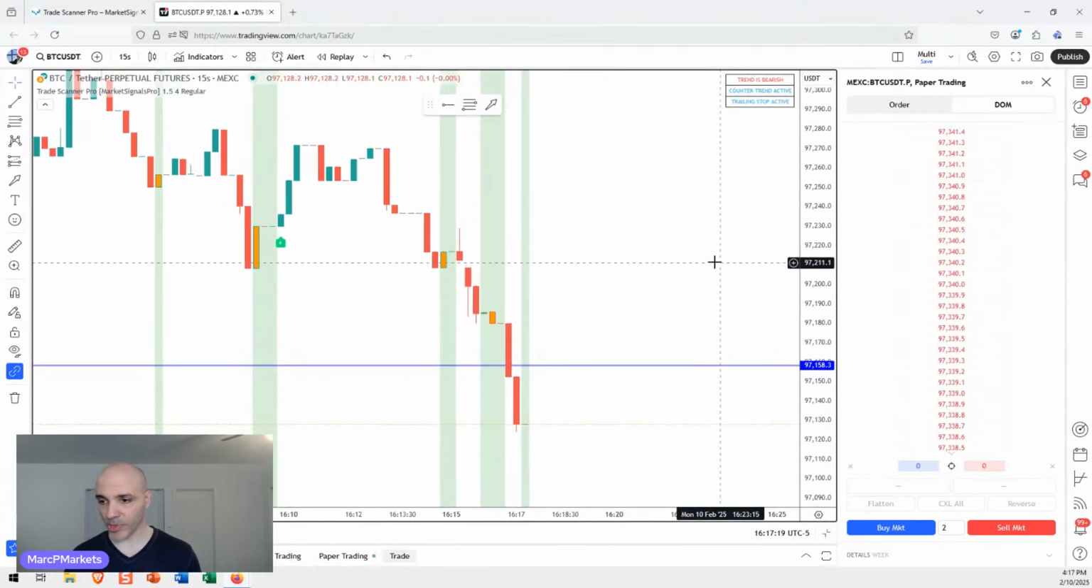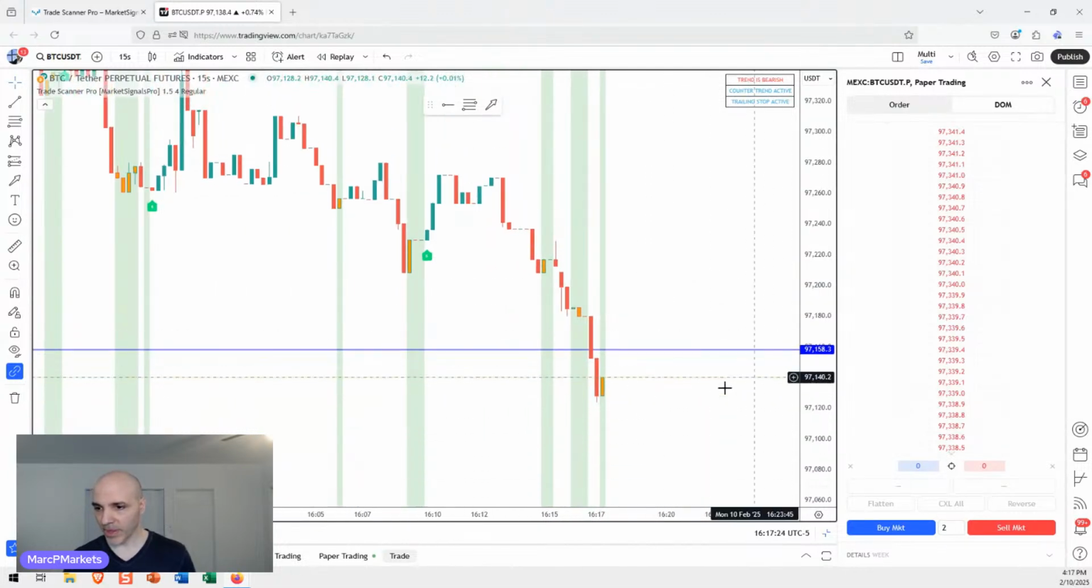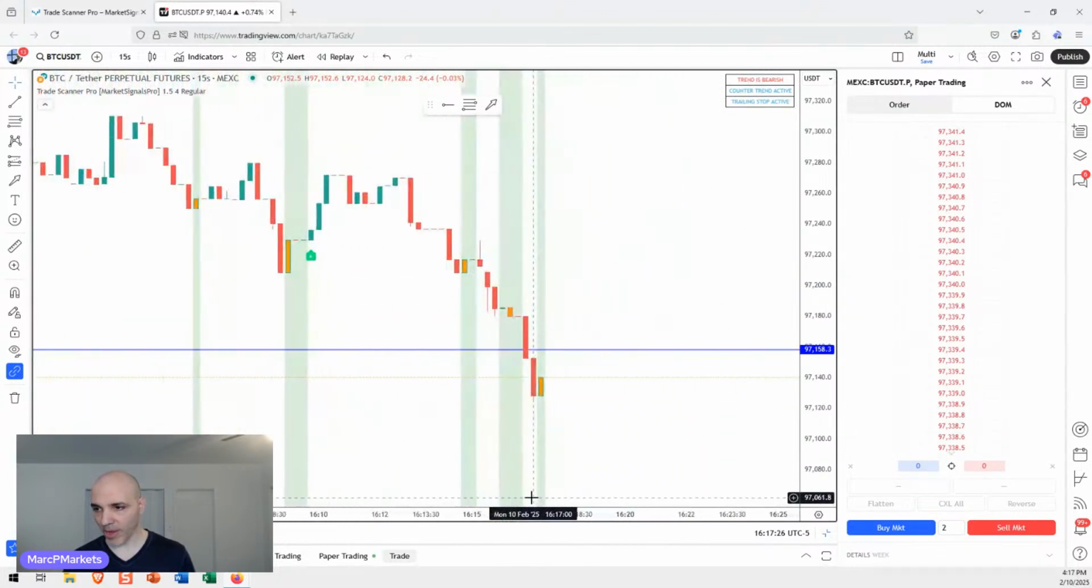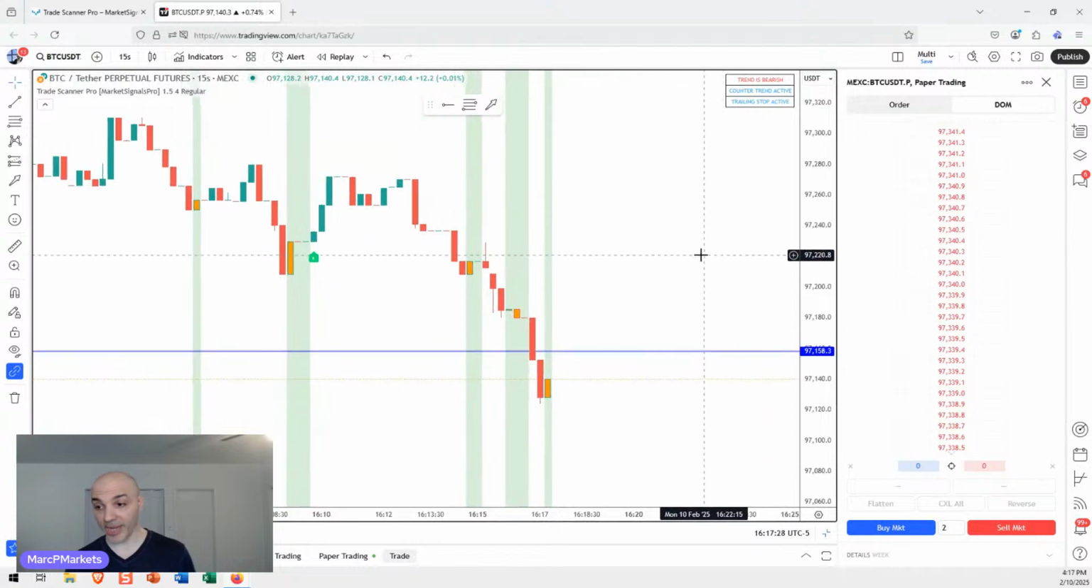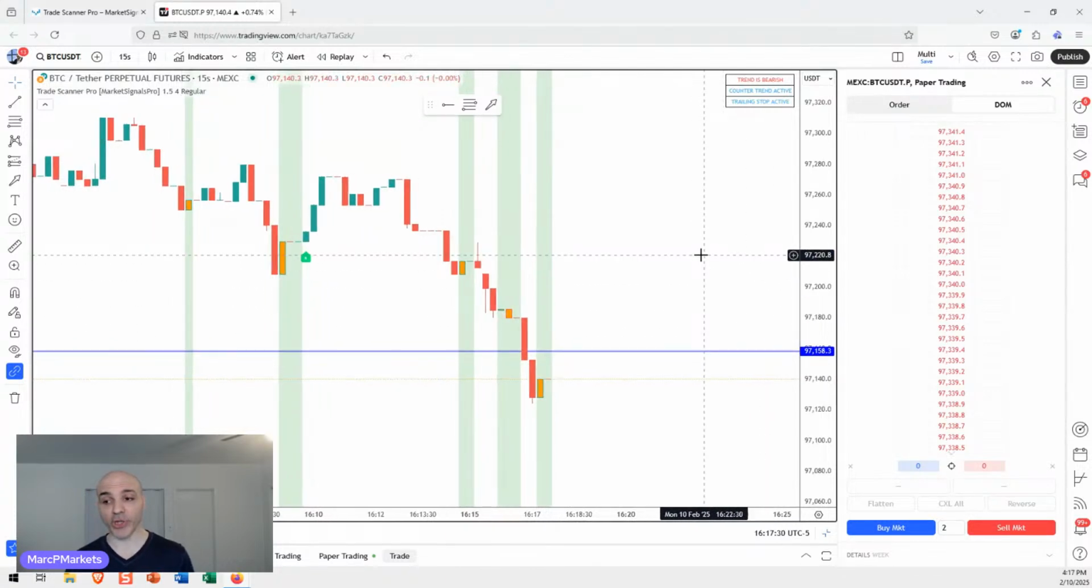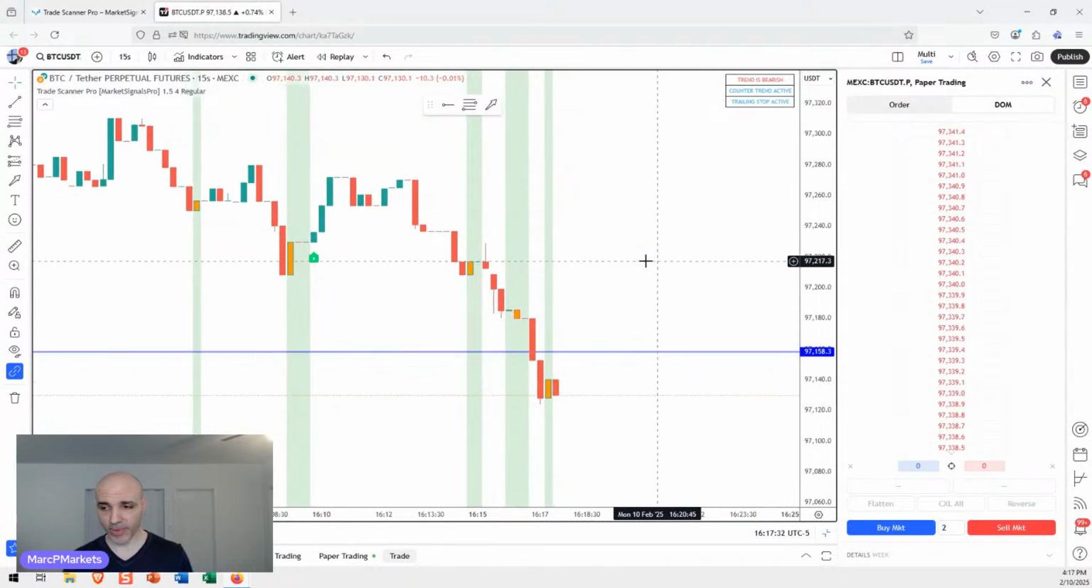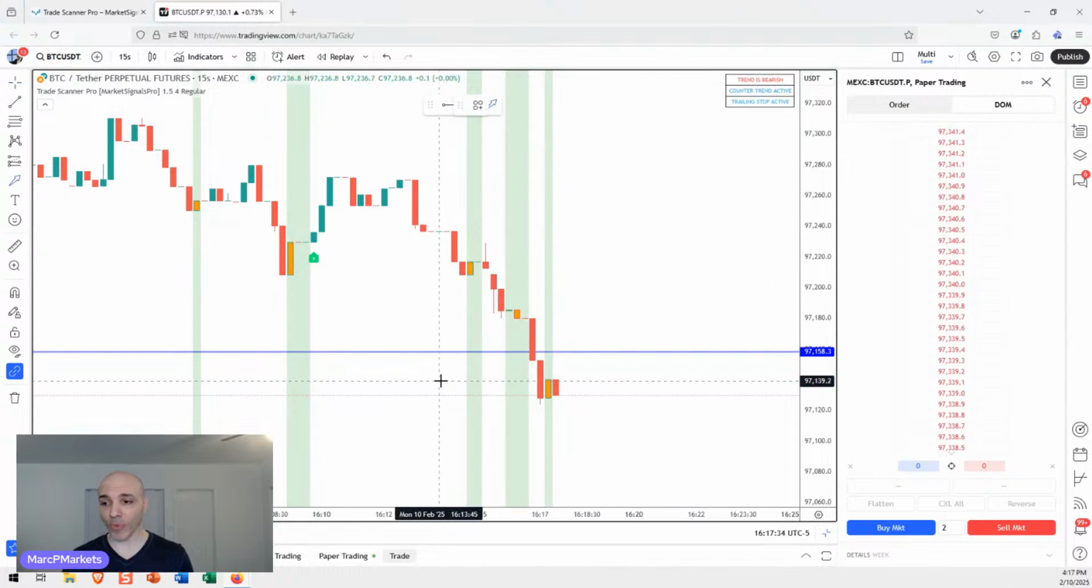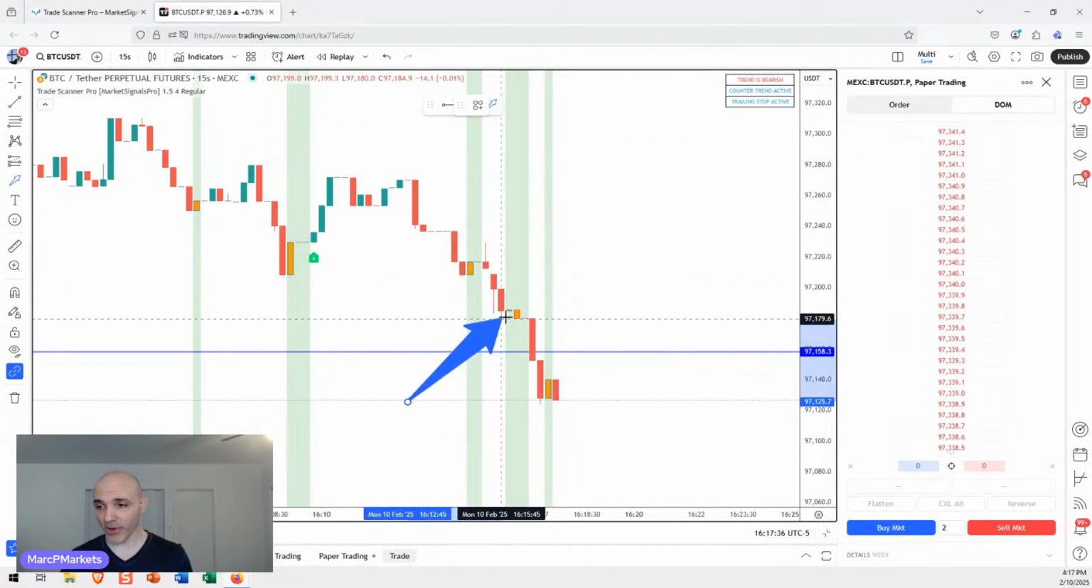Notice, sorry, this is breaking. That doesn't look good. So I'll try one more long. And again, this is why confirmation is so important. Without waiting for confirmation, I may have bought here, I may have bought there, I may be stuck in this thing.